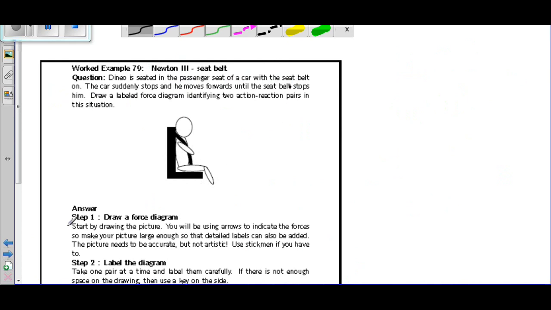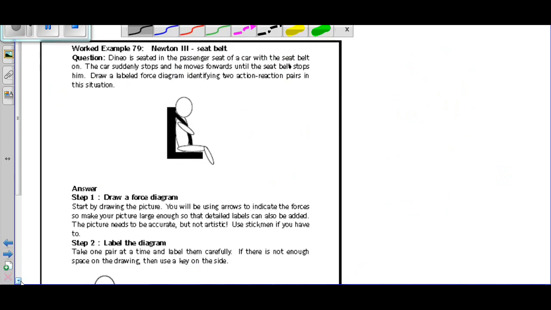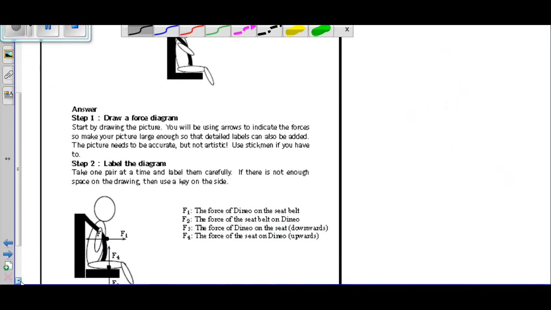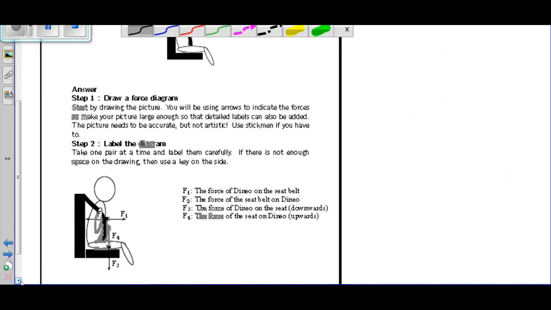So here, if you draw a diagram, they say start by drawing a picture. You will be using arrows to indicate the forces. So make your picture large enough so that the detailed labels can also be added. The picture needs to be accurate but not artistic. Use a stickman if you have to.